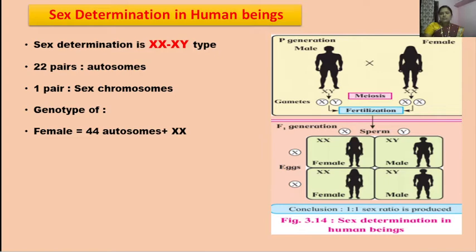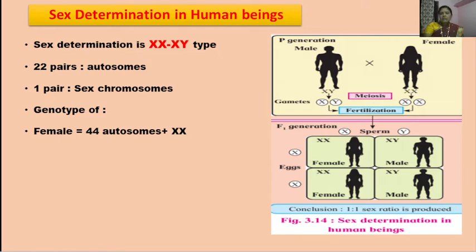So these are the sex chromosomes. Only one pair is the sex chromosome. This one pair of chromosomes helps in the determination of sex.